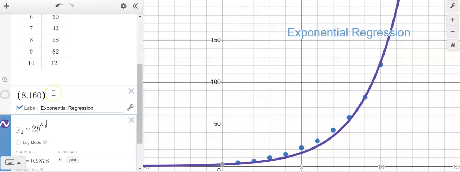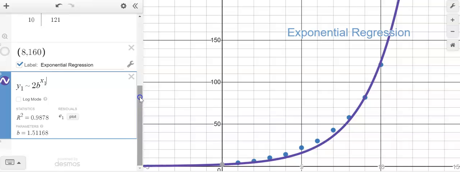And see, now we get a graph that matches our data. In this case, it calculates the growth factor of approximately 1.512. Now I can use this equation to model my data. If you're doing a lab similar to this, then this is how you would write your equation.